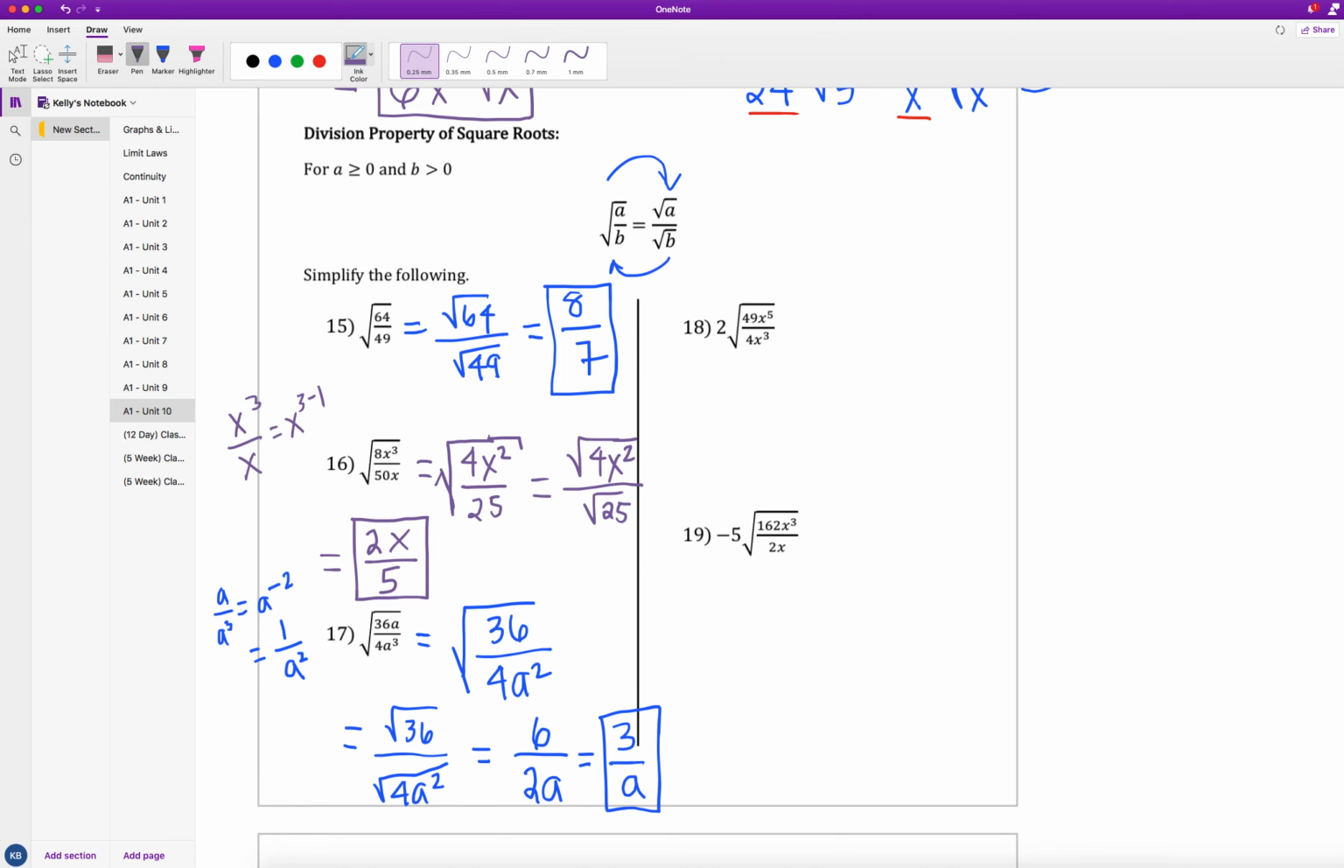All right, let's look at example 18. So example 18 says 2 times the square root of 49x to the fifth over 4x to the third. Why don't you guys pause the video and do example 18 on your own first?